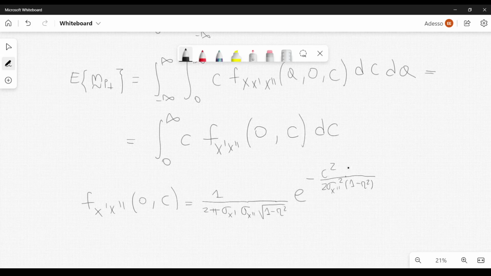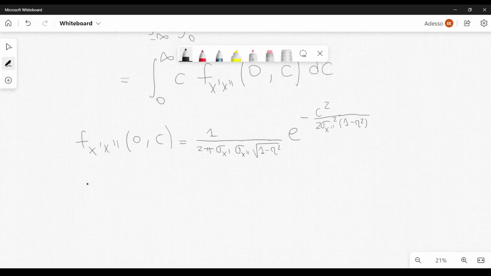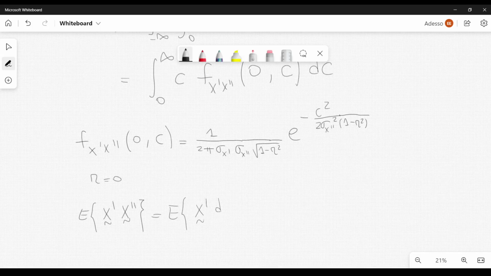And now we can show that x prime and x double prime are independent, which will mean that r is equal to 0. So if r is equal to 0 for two Gaussian variables, then we know that those two variables are independent. And in order to show that, we have to show that the expected value of x prime times x double prime is equal to 0. And how can we do that? Well, let's rewrite this expected value like this. This is the expected value of x prime, and then here we have the derivative with respect to time of x prime.